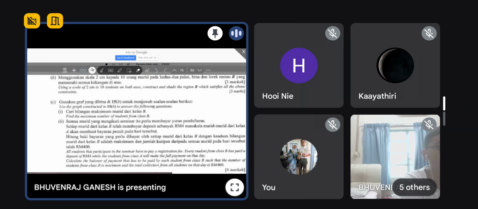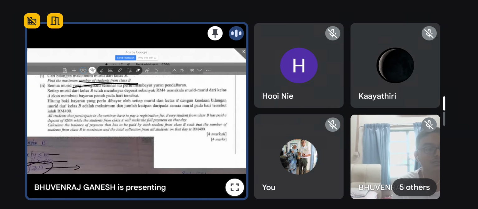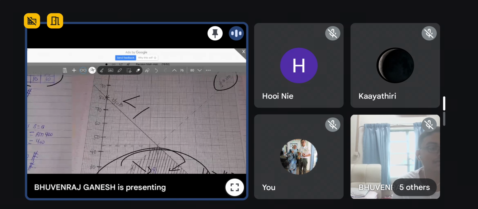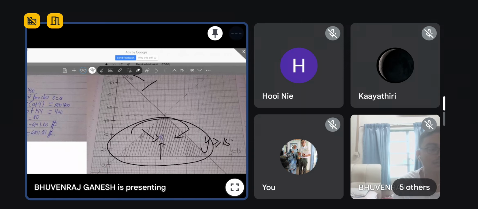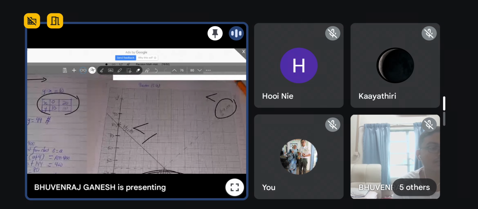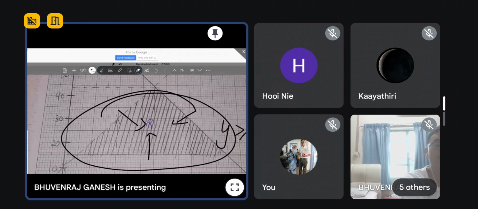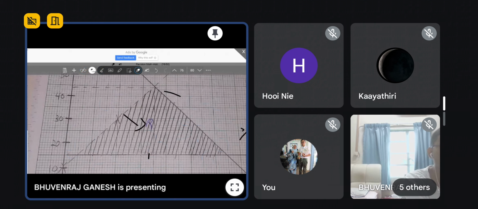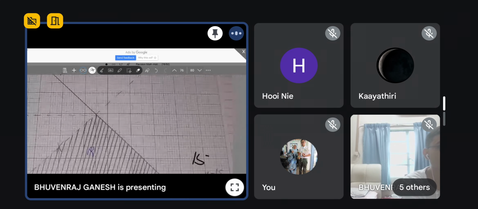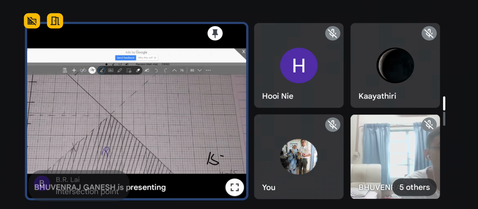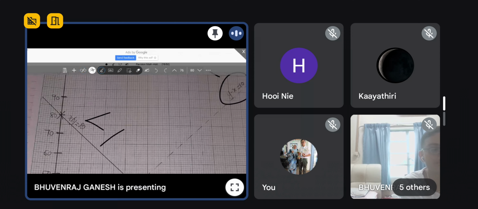So for C1, mereka nak maximum student from class B. So how to get maximum student guys? Anyone know? Macam mana kita boleh dapat student maximum from this graph? Cuba bagi tahu idea. Anyone can share some ideas? How to get the maximum student? Intersection point, which one?